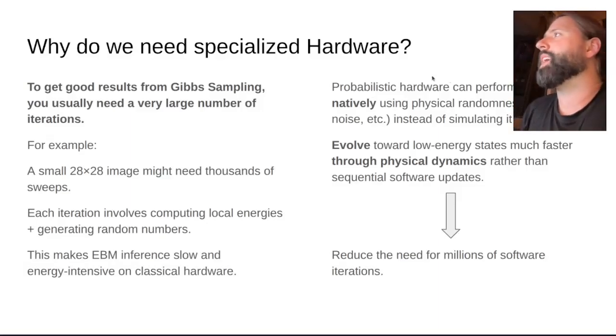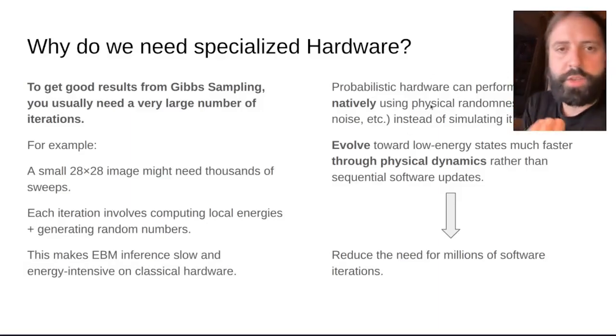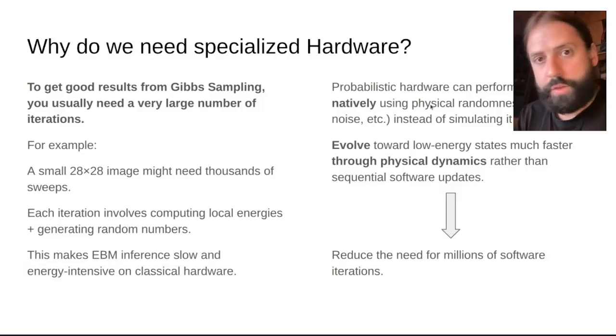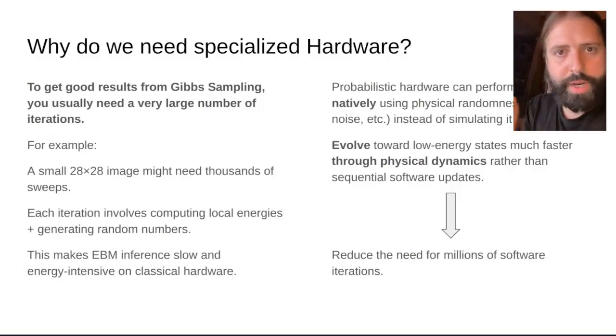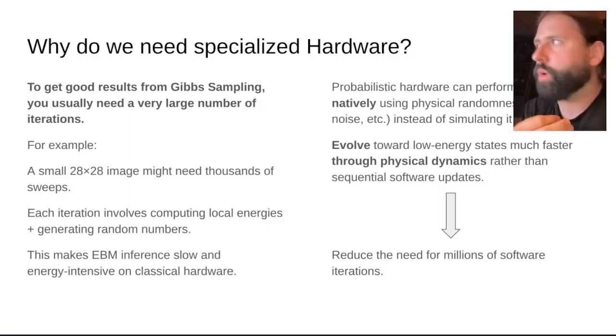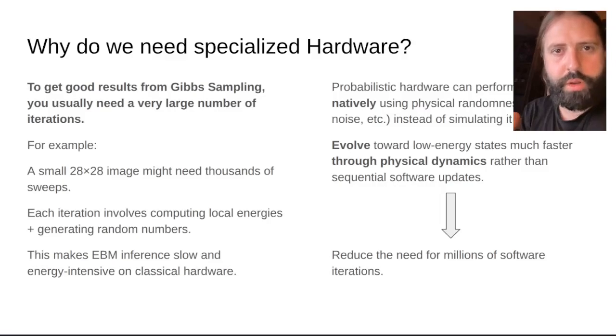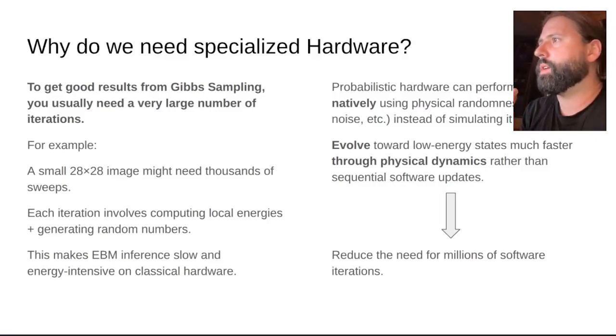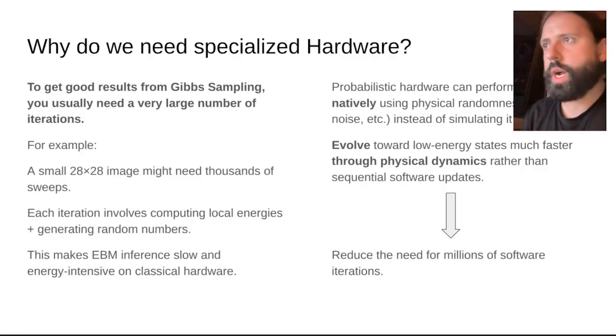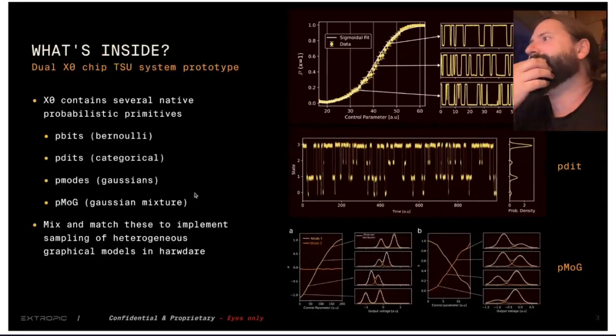And so probabilistic hardware essentially is performing these operations natively. Instead of just doing the mathematical operations of adding and multiplying and whatnot, the primitives of the hardware are actually running those things natively using physical phenomena on the chip. This essentially reduces the need for all the millions of software iterations that you would need to do otherwise, right?